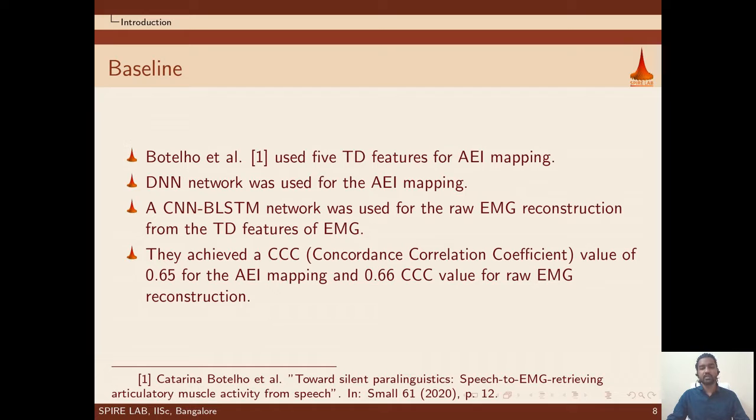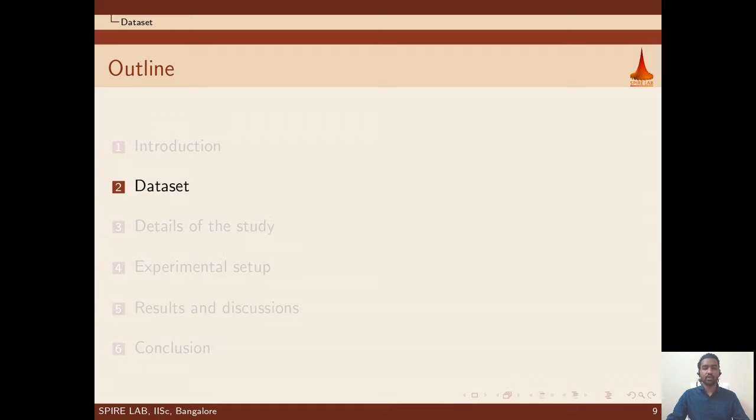And for the raw EMG reconstruction, they used a CNN BLSTM-based network to map from the TD features to the raw EMG. They achieved a concordance correlation coefficient value of 0.65 for the Aei mapping and 0.66 for the raw EMG reconstruction. Now coming to the data set which is used in this work.